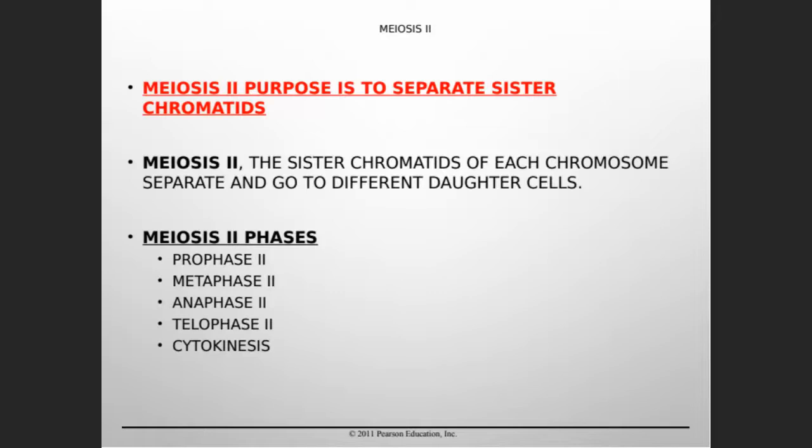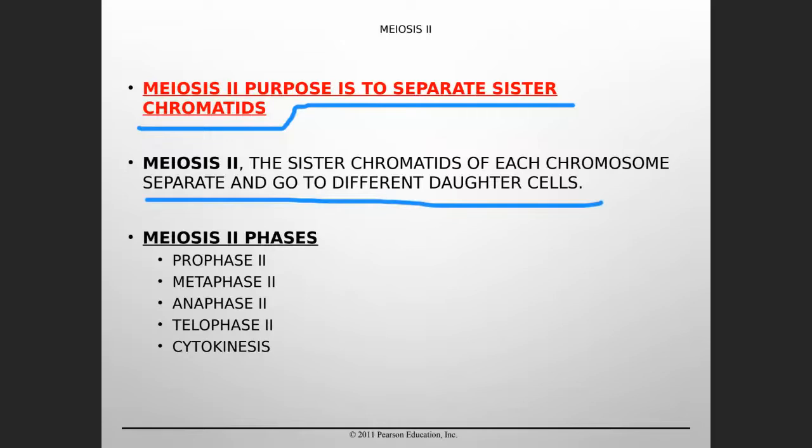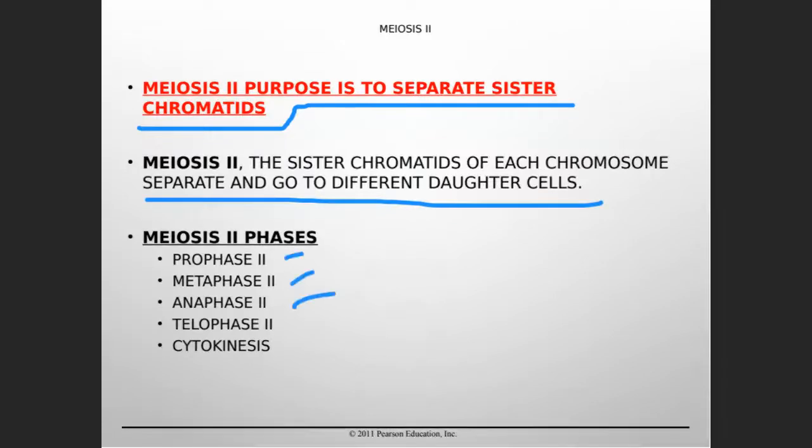So now we'll jump into meiosis 2, and the job of meiosis 2 is to separate the sister chromatids. This looks a lot more like mitosis. So sister chromatids from each chromosome separate and go into different daughter cells, and you have the same steps: prophase 2, metaphase 2, anaphase 2, telophase 2, and then finally cytokinesis again.